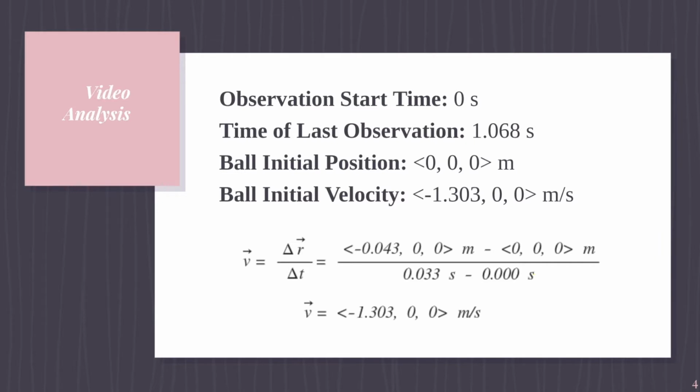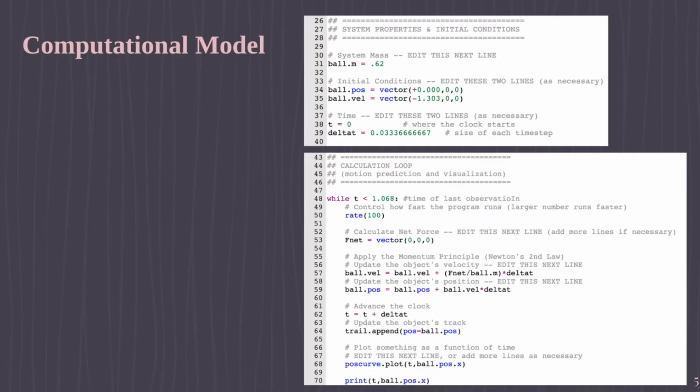From Tracker, I obtained the observation start time, the time of the last observation, and the ball's initial position vector. I calculated the ball's initial velocity vector using the first two position data points and the corresponding time data points. Using the data from the experiment, I created a computational model of the ball's motion in GlowScript. In line 31, I input the ball's mass, which is 0.62 kilograms. Line 34 indicates the ball's initial position vector, which is 0, 0, 0 meters.